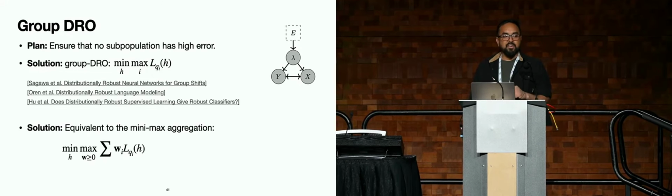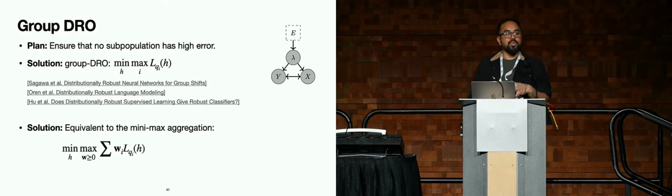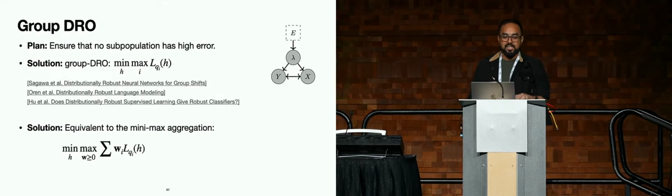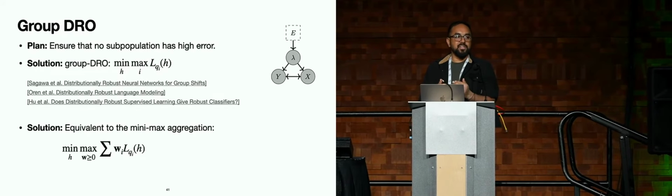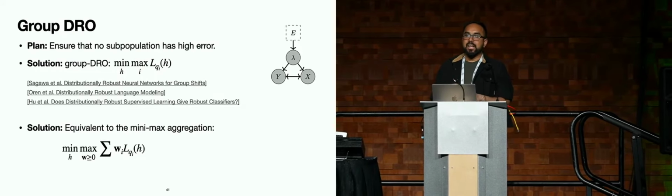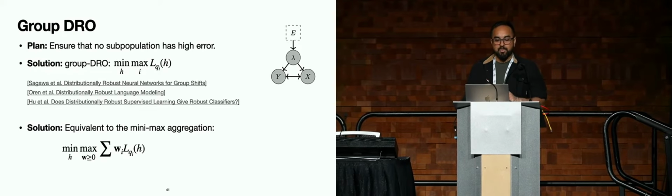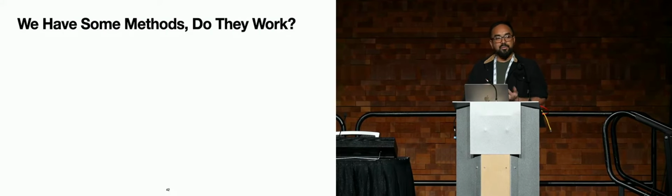So this turns out to be equivalent to doing a minimax aggregation over all the members of your coupling. This is not hard to see because if you take a maximum over all weightings of the subpopulation, that maximum will equal the risk of the worst subpopulation. And so these two objectives are equal. All right, so we have a few methods that I covered.